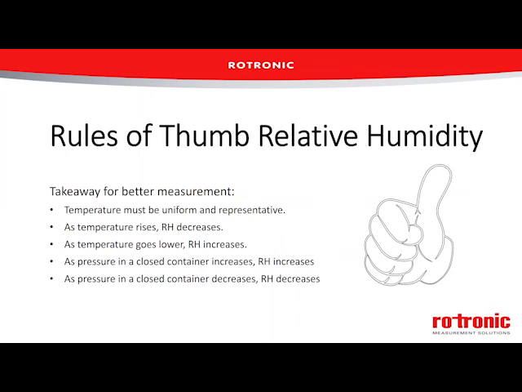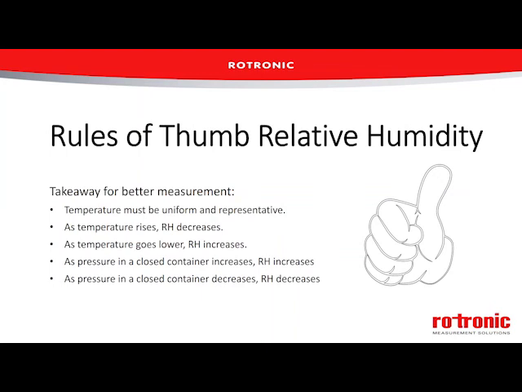Top bullet there, temperature must be uniform and representative. This is a basic rule of thumb that we're really hitting hard today. Rule of thumb, if you're having problems with your relative humidity measurement, check that bullet first. Is the temperature uniform and representative? Uniform across your probe and the area you're measuring, or representative of the area you're measuring, like the chamber example.